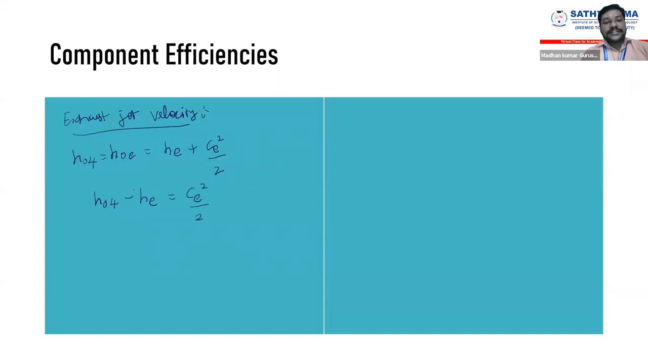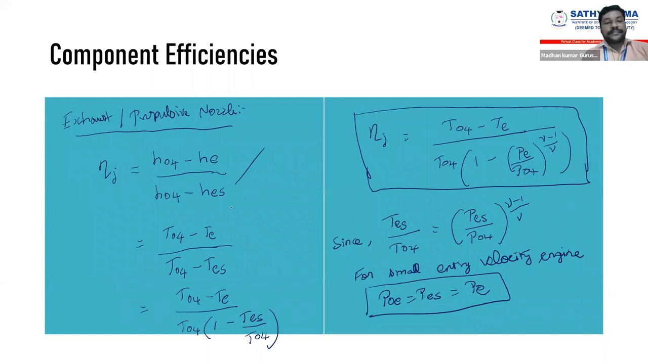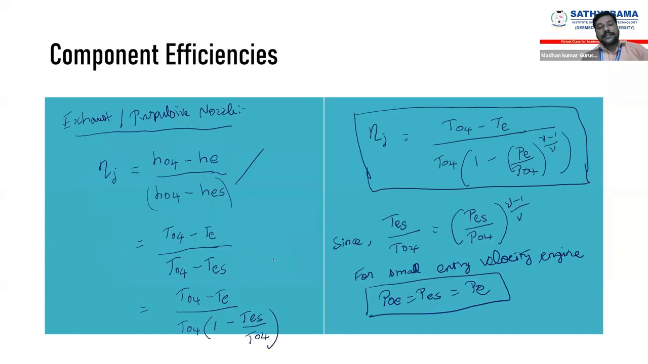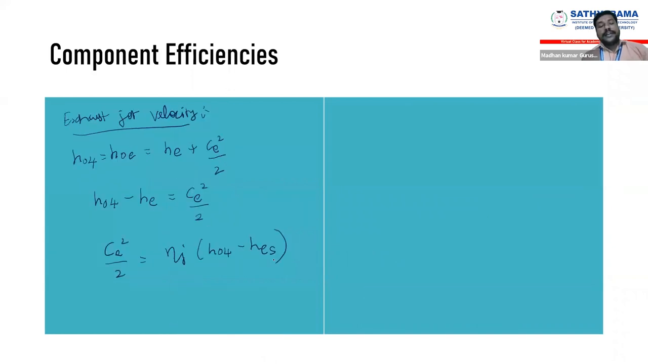So H04 minus HE is eta J into (H04 minus HES), right? So CE square by 2 is equal to eta J into (H04 minus HES), right? I think you now get this step. So with the help of the propulsive nozzle efficiency, we are substituting the efficiency formula here instead of H04 minus HE, right? And then eta J Cp times, now we are going to write it as (T04 minus TES), right? And then you cross multiply 2 here. So we have CE square, right?